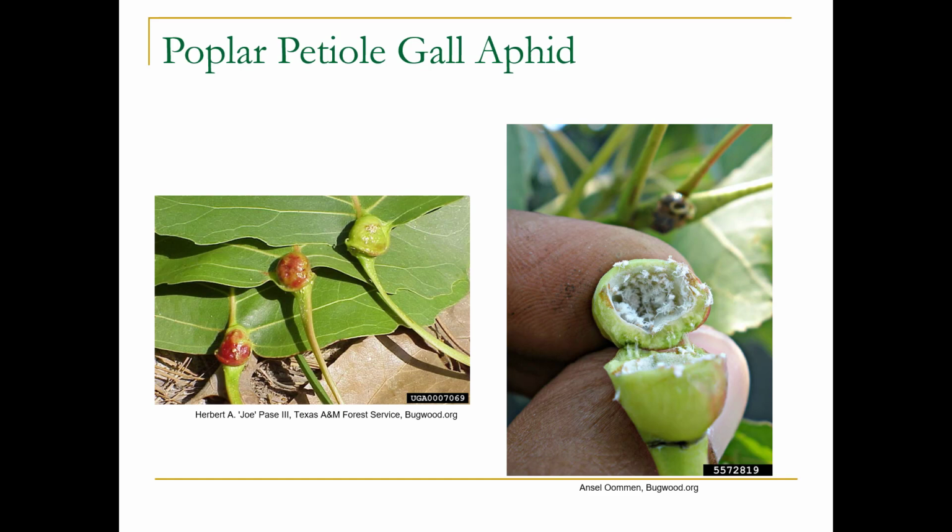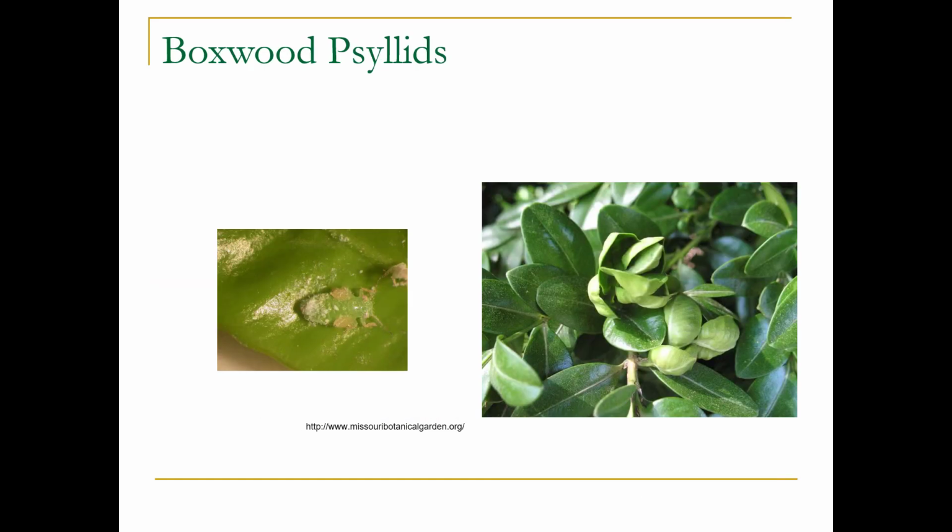Poplar petiole gall aphid. This happens a lot on black cottonwood, and so you'll see this at the base of the petiole, and if you slice it open, you're going to see these white fuzzy aphids. And if you took broadleaves with me in the fall, you saw a lot of this. This is boxwood psyllid damage. It really doesn't hurt the plant. It thrives with this insect, so really not much you can do as far as management.